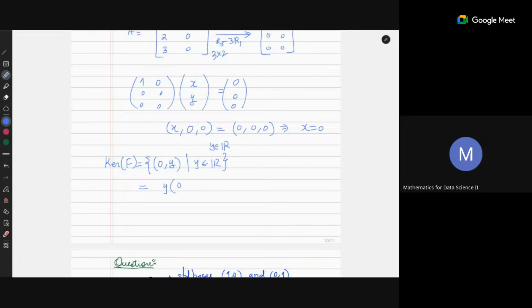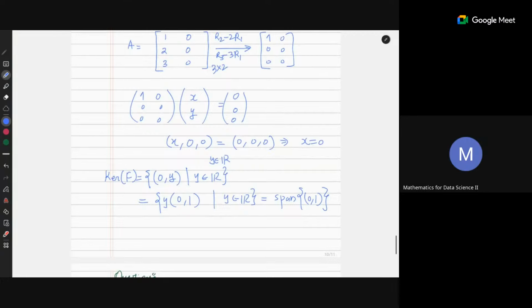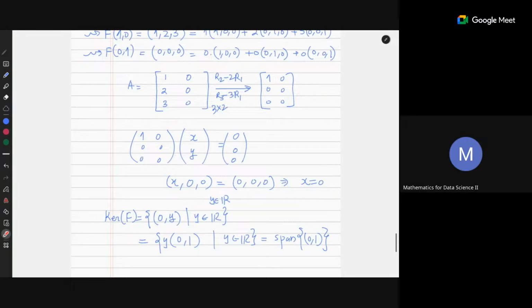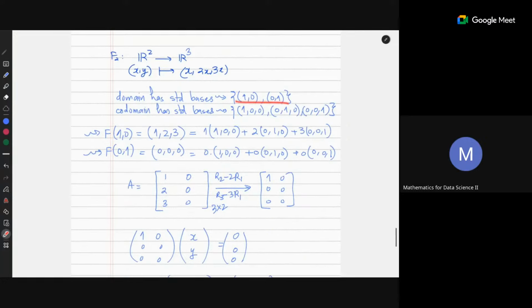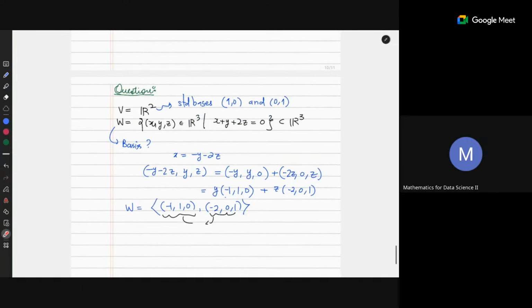You can take y common, 0, 1. Right. So it is the span of the 0, 1 vector. So 0, 1 is the basis. Now this 0, 1 is actually coordinates. 0, 1 correspond to the coordinates with respect to the ordered basis of this. So that is fine. Right. That is the same thing.